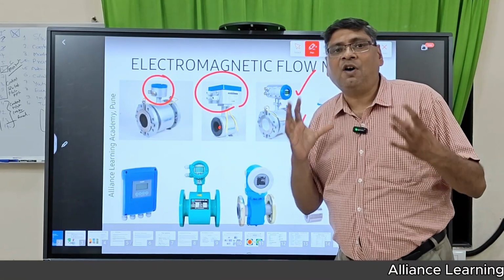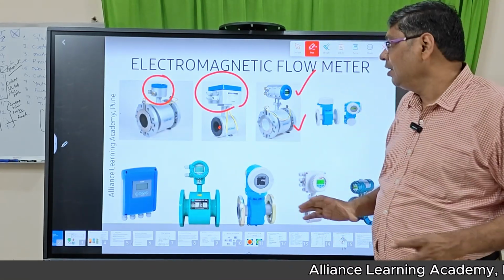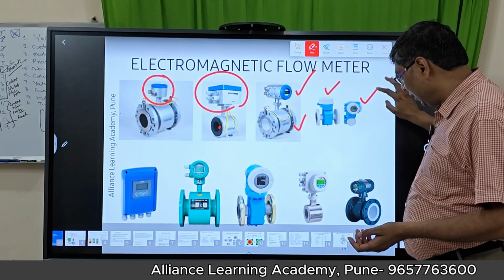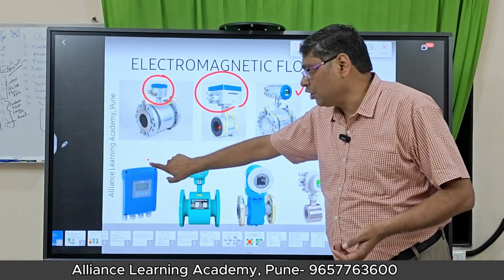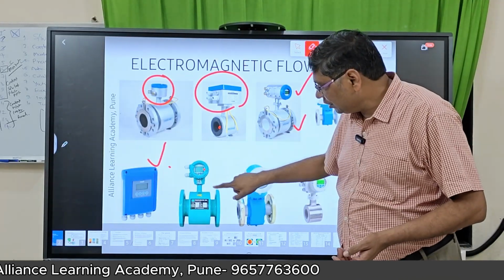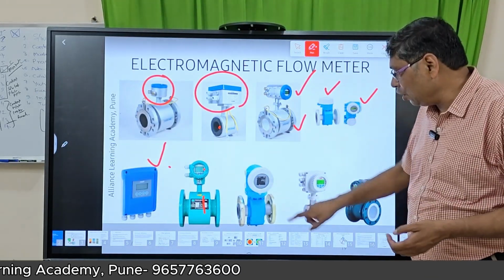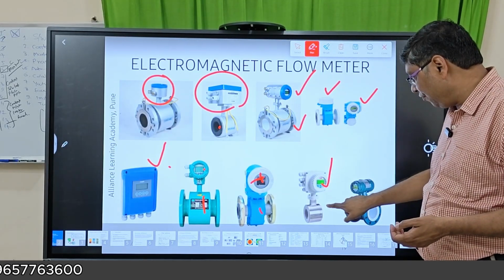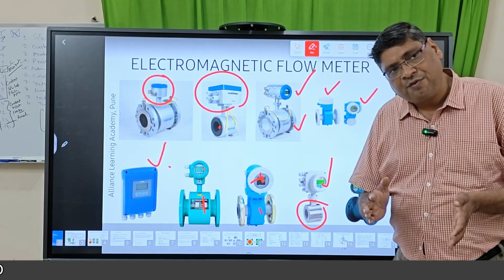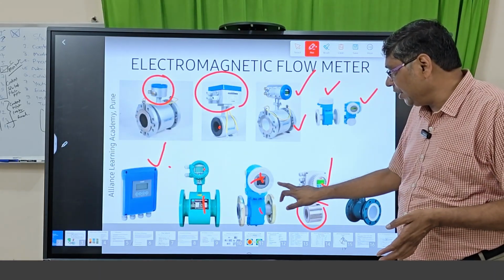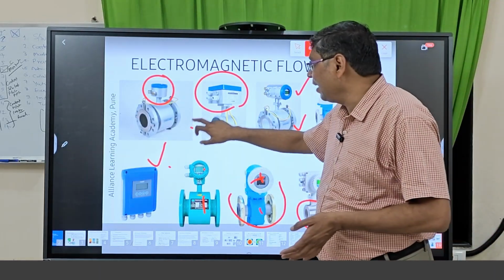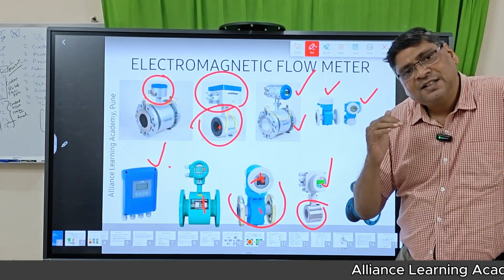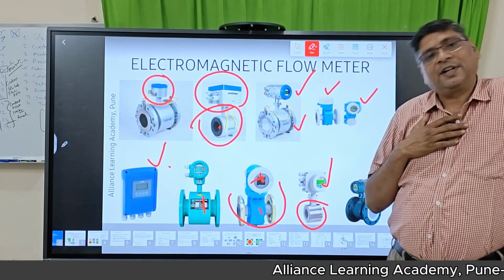So what is the meaning of electromagnetic flow meter? We will understand. Here you are seeing the sensor different, the display different. Here you are seeing a different type of display. Here you are seeing the display sitting on the sensor. Here again the display is sitting on the sensor. Again you are seeing different kinds of configuration here, and here, and here. So one by one we will discuss all these very important things.